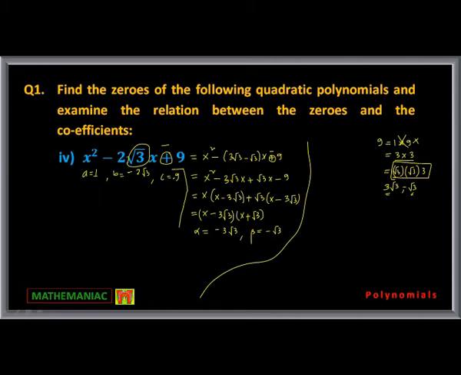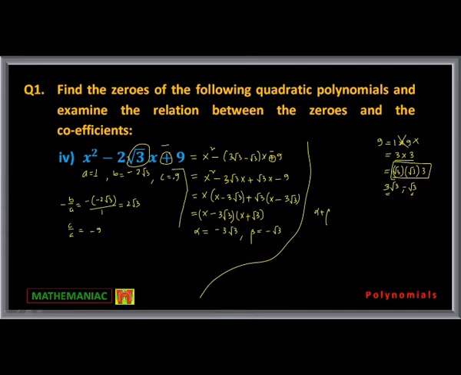Now as you did earlier, you keep ready what is the value of minus b by a. Minus b by a will be minus of minus 2 root 3 divided by 1, that is plus 2 root 3, and c by a will be minus 9 by 1, that is minus 9.